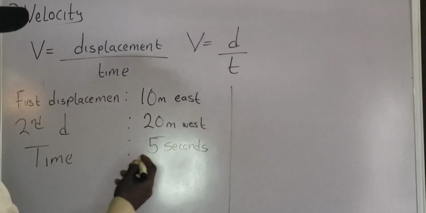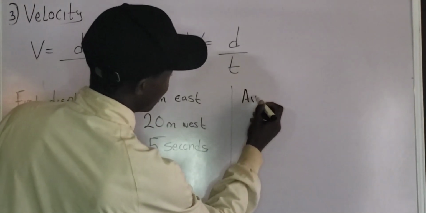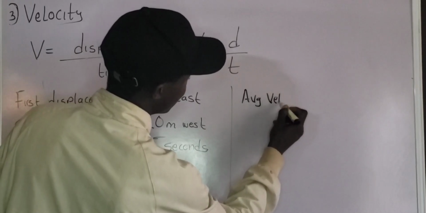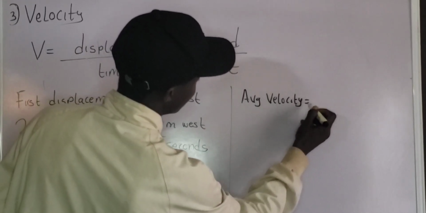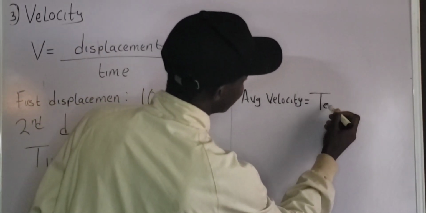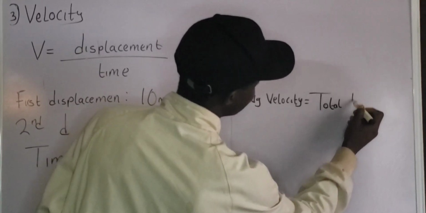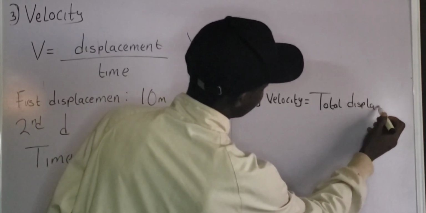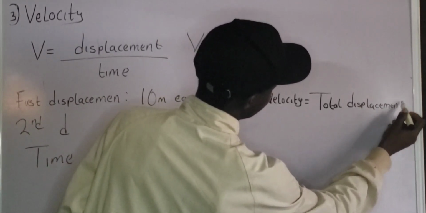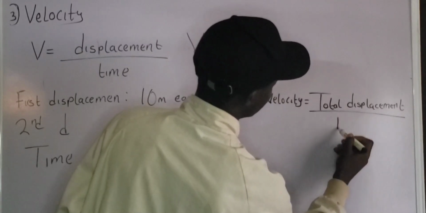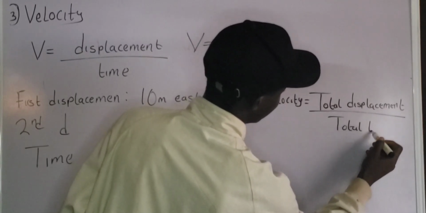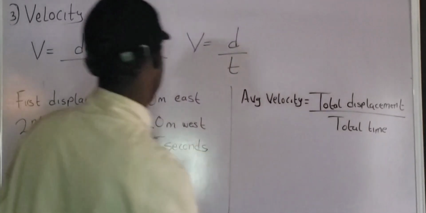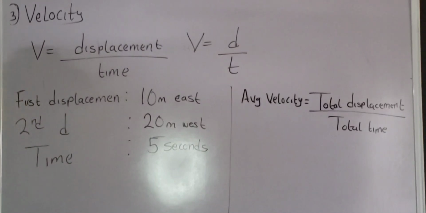Average velocity is equal to total displacement all over the total time taken.